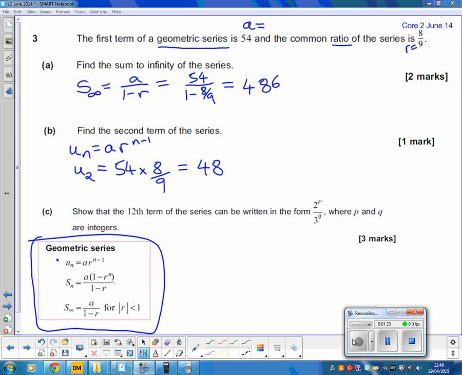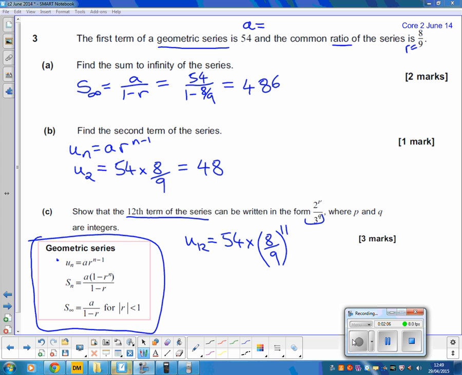Now, this is where we actually start to get some slightly trickier questions in the paper. We have to do a bit of thinking, which is part C. Show that the 12th term of the series can be written in this form. Well, to start with, we need to find the 12th term. So U12 is A, so that's 54, times R to the power of 12 minus 1, which is 11. And there was actually a mark for just writing that down. So even if you didn't know where else to go, let's start out with that. The brackets are important because they show that the 8 and the 9 are both to the power of 11.